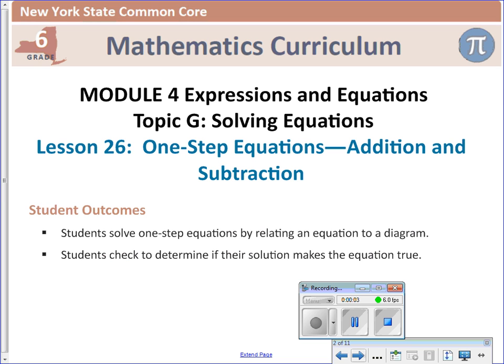In the last few days, we were looking at equations, and we were given the value of the variable. We were told if b equals 5, is that a true sentence? Is that a false sentence? That's how we've been working on it the last couple days.